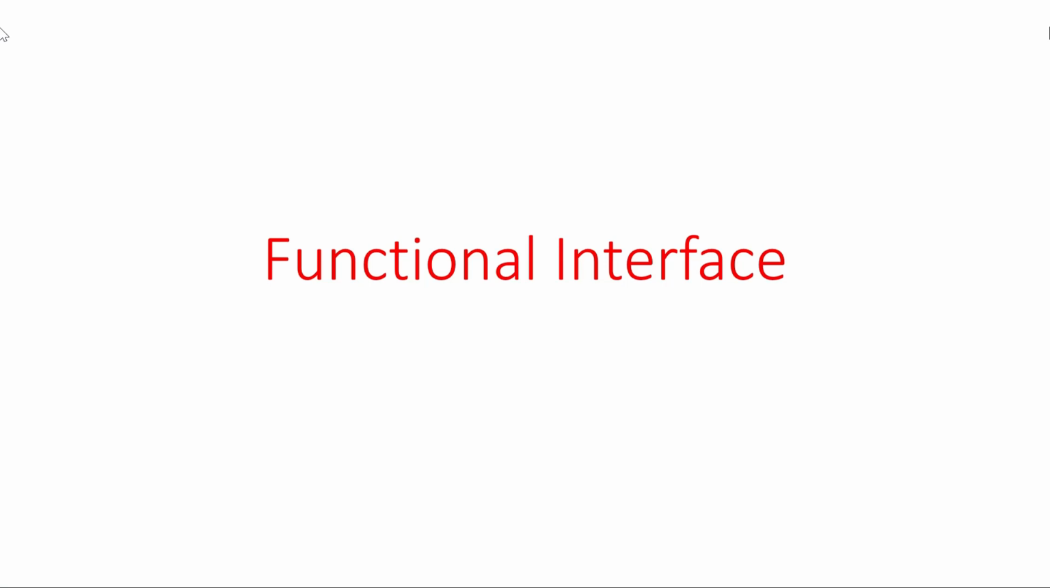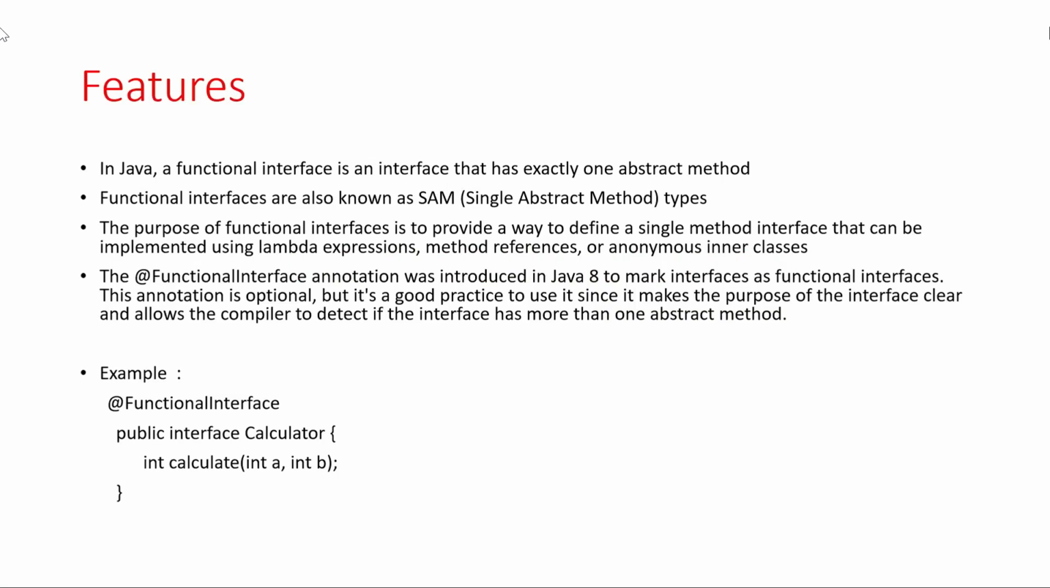So in today's video, we are going to discuss functional interfaces. So let's start with what is a functional interface. A functional interface is an interface that has exactly one abstract method. And that's why functional interfaces are also known as single abstract method interfaces, because they have only one abstract method inside them.